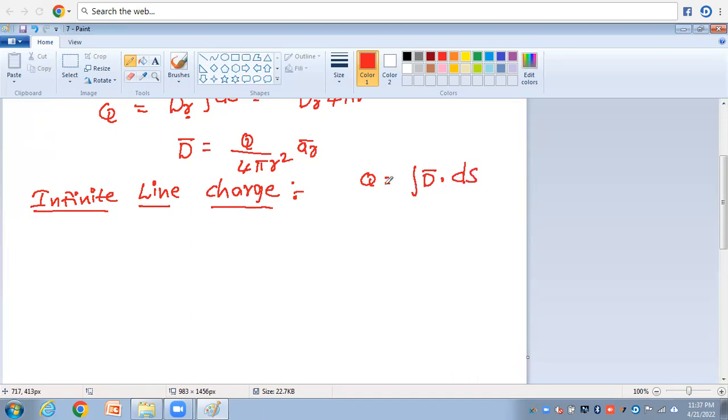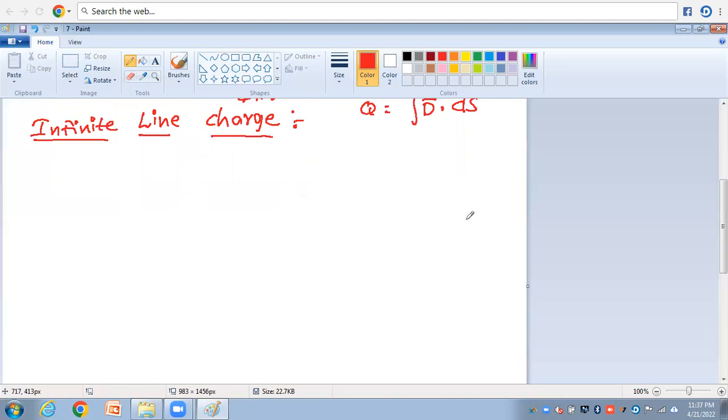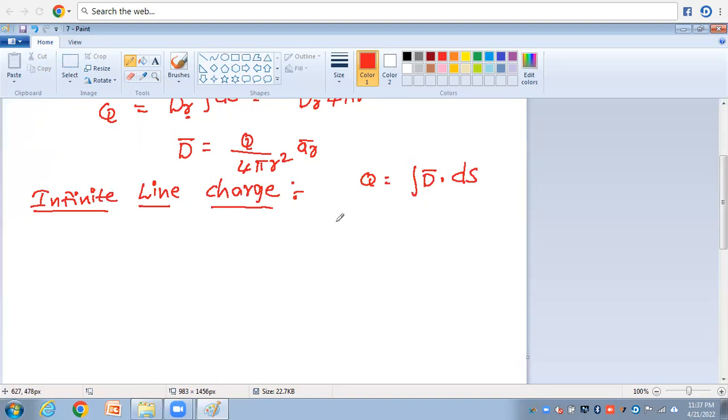So in this case, there is a three-dimensional representation. Now I will consider q replaced with the line charge, rho l with respect to l. Finally, this rho l with respect to l equals the integral of D bar dot dS. Same here also, we can apply all the mathematical formulas.